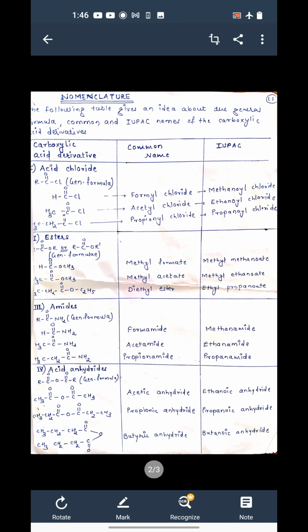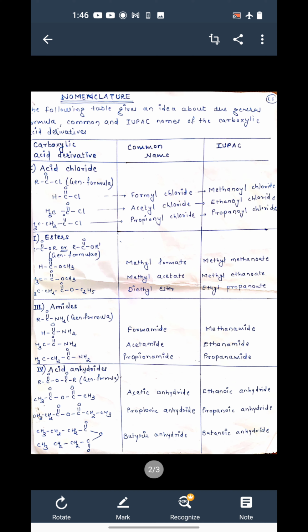In the second compound, that is CH3, C double bond O, CH3. Again the CH3 group, the methyl group, is attached to oxygen, so we write down that group first, that is methyl. Now except that methyl we have 2 carbon containing compounds, so the 2 carbon containing alkane is ethane. We write down ethane, delete E from ethane and add OATE.